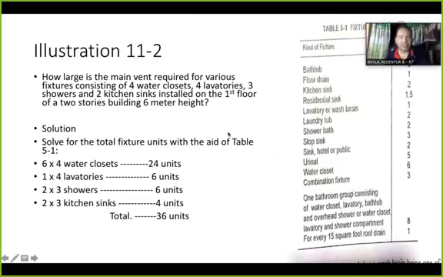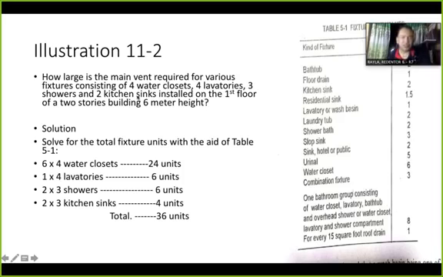Okay, another illustration. So you are now using different fixture units for different fixtures. If we say fixture unit, that's the unit. If we say fixtures, that's the appliances or the devices, like water closet, lavatory, shower, kitchen sink. So if you're given the quantity for the building, you have six, six. This is a 6 meter height.